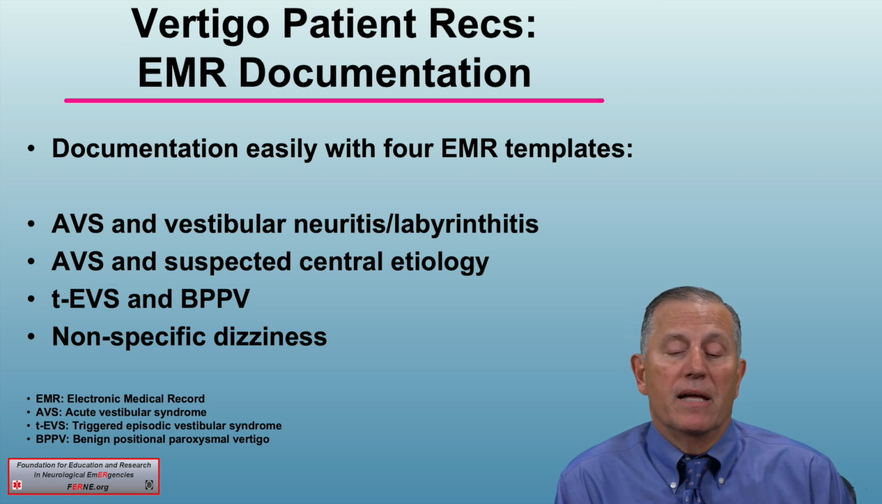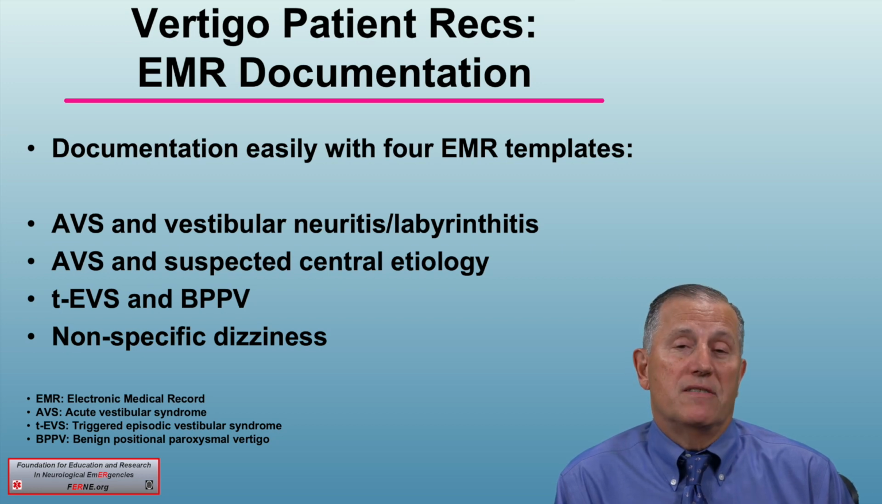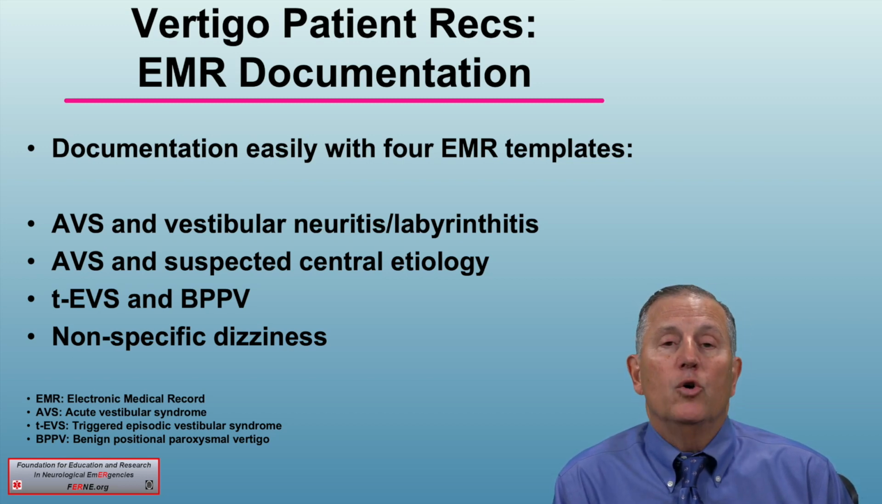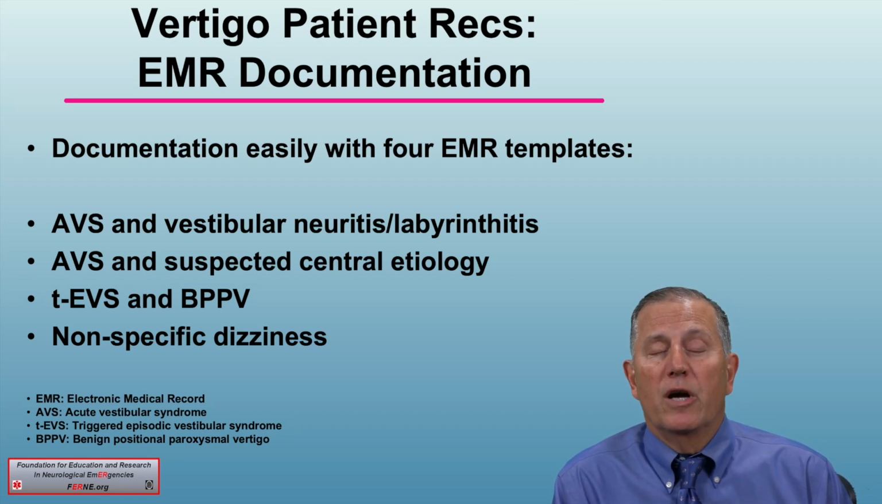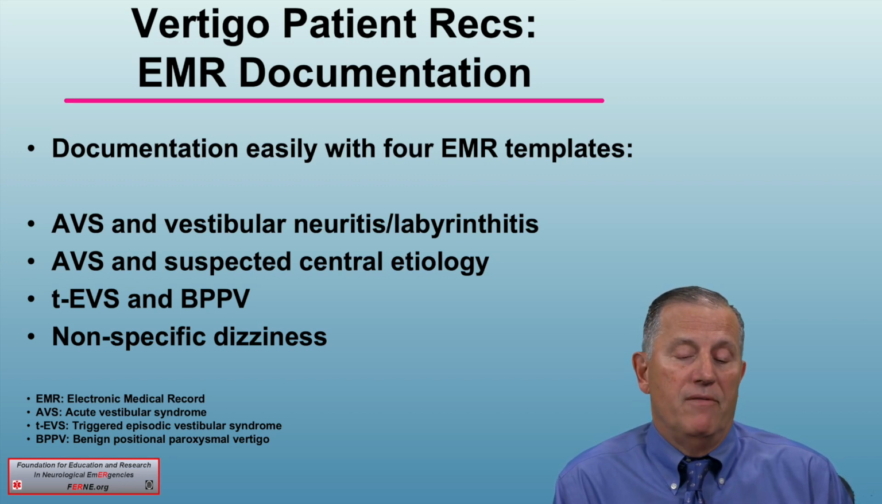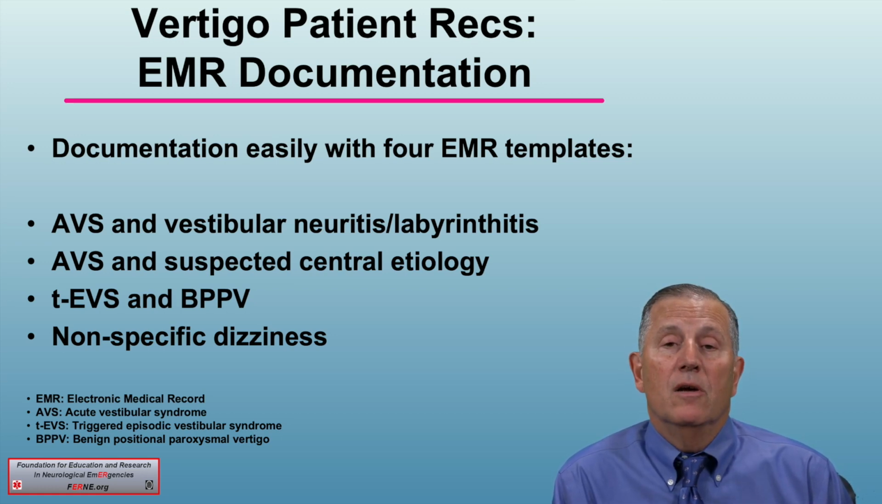Document easily with templates. The documents with templates can include acute vestibular syndrome with vestibular neuritis or labyrinthitis. It can include acute vestibular syndrome with suspected central etiology because the HINTS Plus exam is equivocal. And it can include EVS patients with BPPV, that is, triggered episodic vestibular syndrome patients likely related to BPPV. And lastly, there can be a template for nonspecific dizziness when all other etiologies have been excluded.